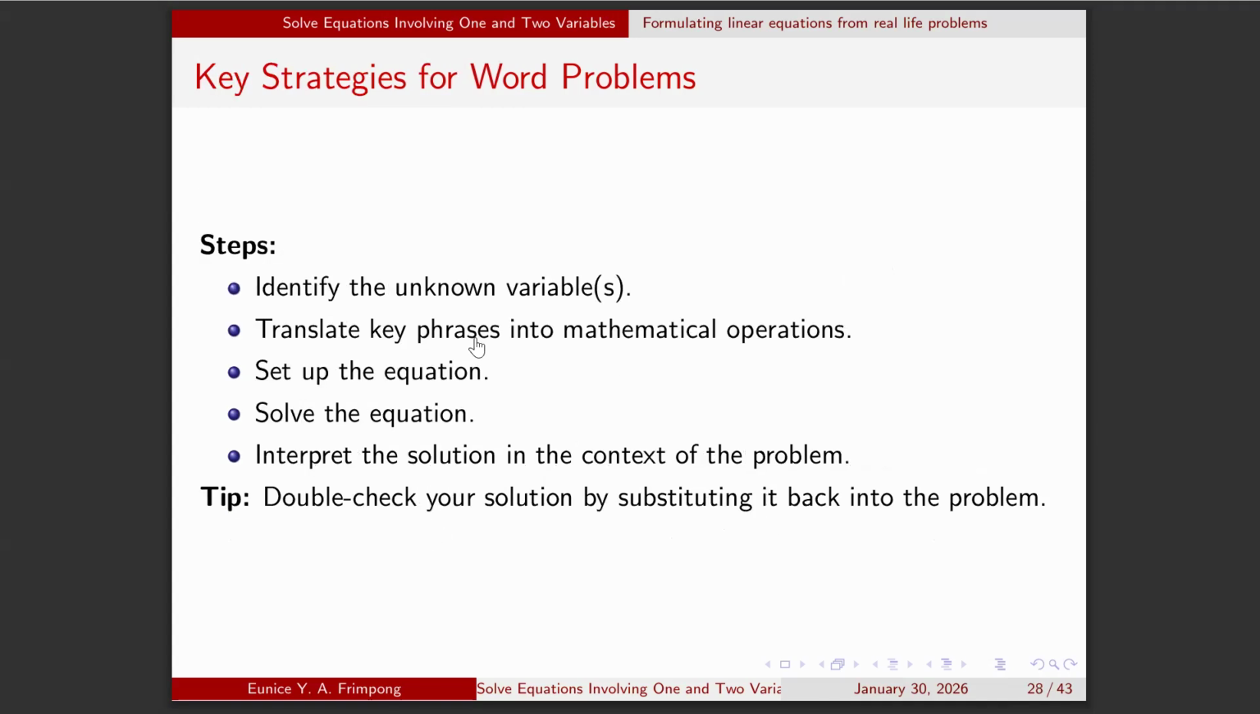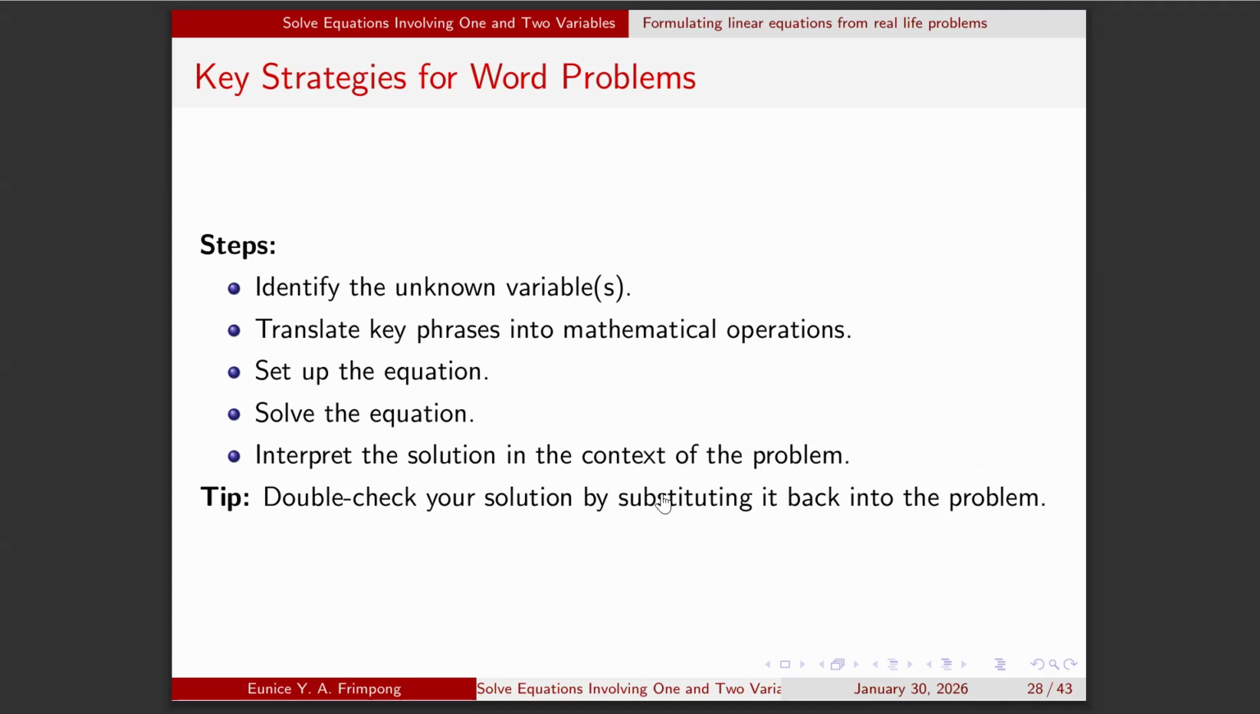What are the steps? Identify your unknown variable. Translate your key phrases into math operations. Then you set up your equation and you solve your equation. Then you interpret the solution in the context of the problem. Always double check your solution by substituting it back into the problem.